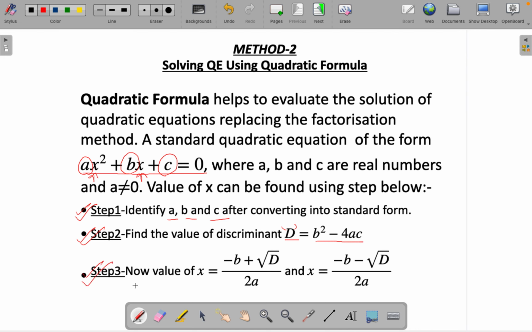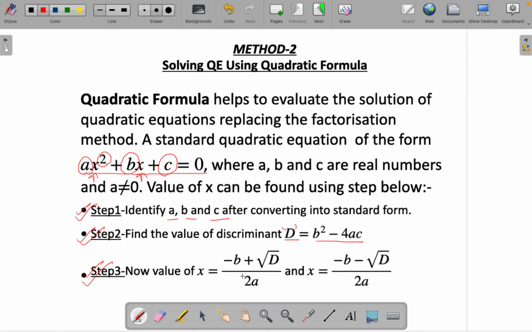And the last step is to evaluate the value of x, that is the unknown, the variable. Since the maximum degree of the variable is 2, there can be maximum two values of x. So x will be equal to minus b plus root D upon 2a, and x will also be equal to minus b minus root D upon 2a.